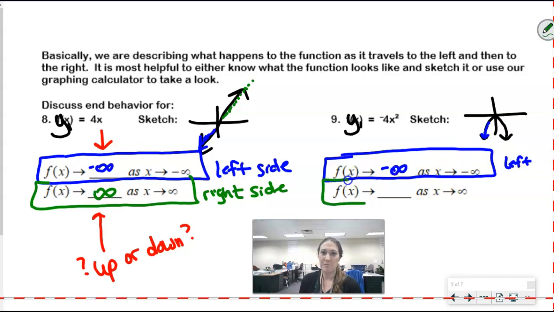All right, then we have right end behavior. What's going on the right side? Little bug traveling along the right side here, also going down, down, down, down, down. So it's traveling to negative infinity as well.